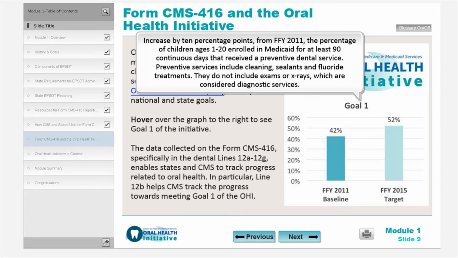Preventive services included under the goal are cleaning, sealants, and fluoride treatments. They do not include exams or x-rays, which are considered diagnostic services. The data collected on the Form CMS-416, specifically in the dental lines 12A through 12G, enables states and CMS to track progress related to oral health. In particular, line 12B helps CMS track the progress towards meeting the OHI goal. For more information on the Oral Health Initiative, please visit the Dental Care page on Medicaid.gov.